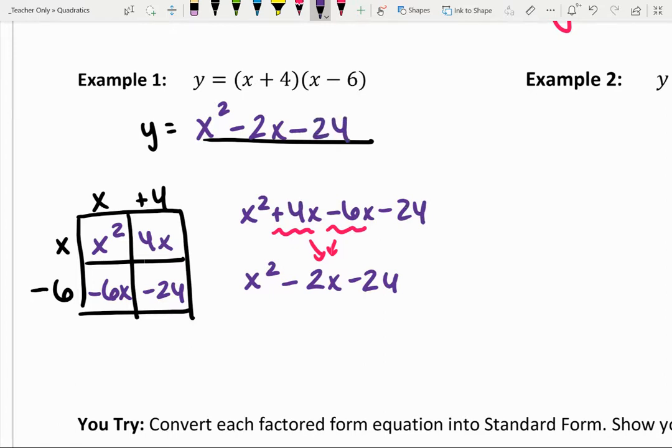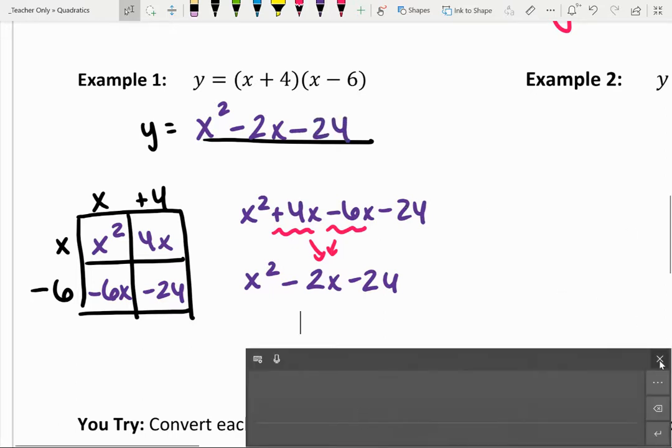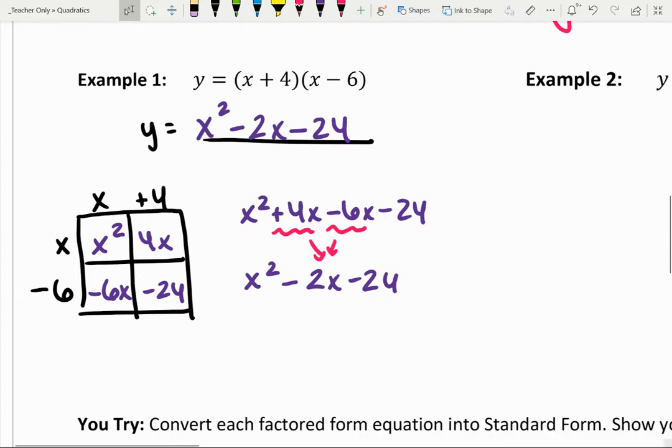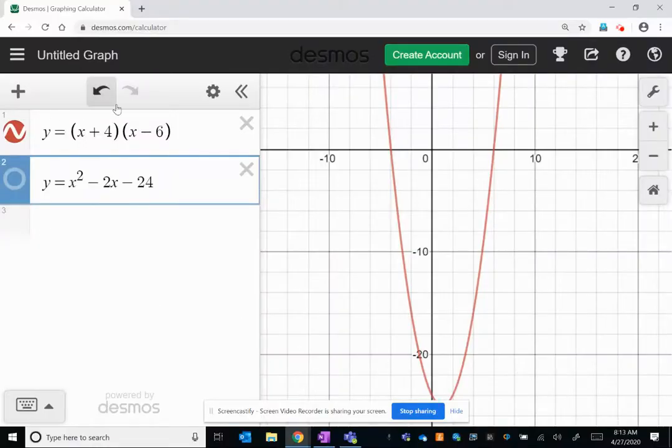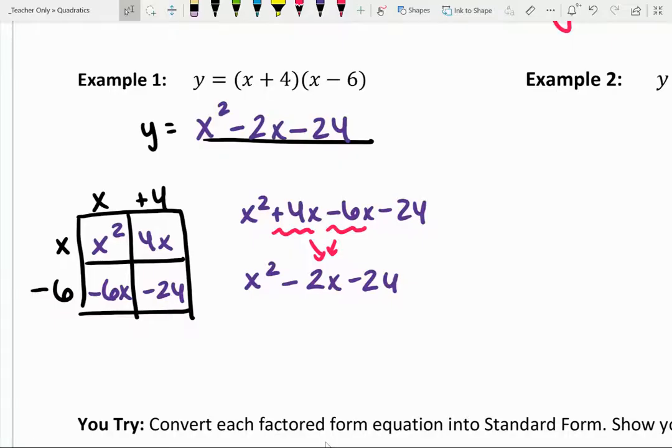Now you might be saying, well, that looks great, but how do I know if it's correct? One way we can check our work is to use Desmos. If I check out Desmos, I've got my original factored form in red, and if I put in my standard form equation, it should give me the exact same parabola, which it does. It's one right on top of the other. So Desmos is an awesome tool to check visually how you're doing.